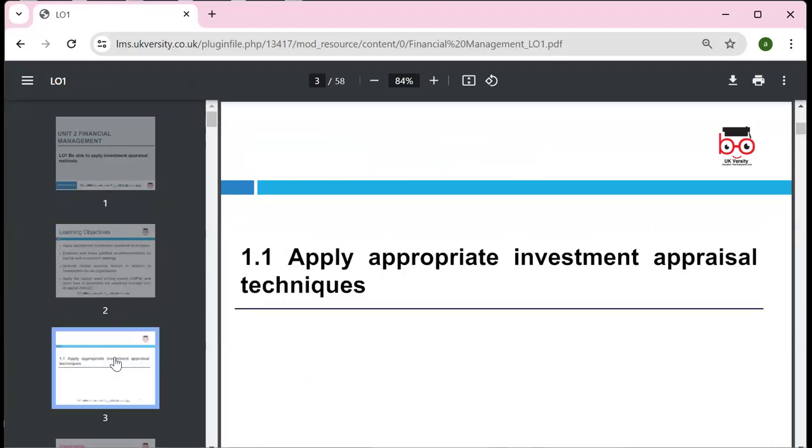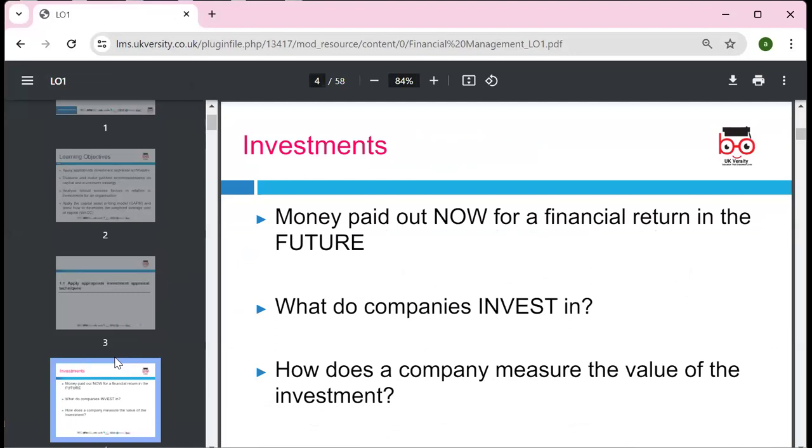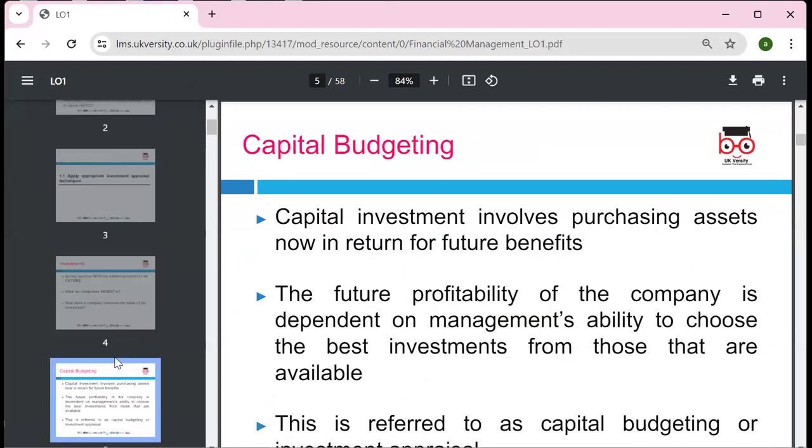Apply appropriate investment appraisal techniques: money in and money out, for the business's return in the future. What does a company invest in and how does the company measure the value of investment? Capital budgeting involves purchasing an asset now for a return of future benefit. So we look at the cost and benefit analysis, and always keep in mind that when we are investing in capital assets, we can think about the capital allowance which we can claim from HMRC as well.